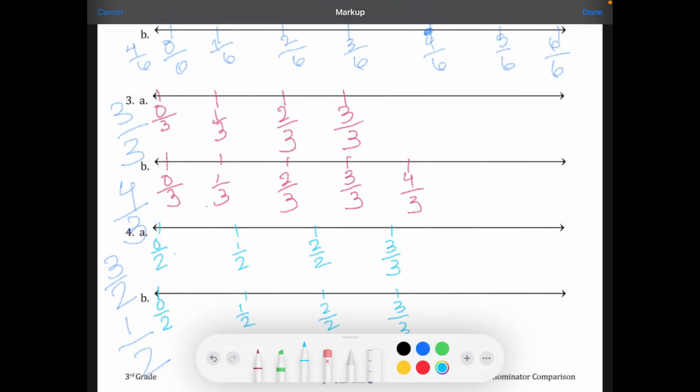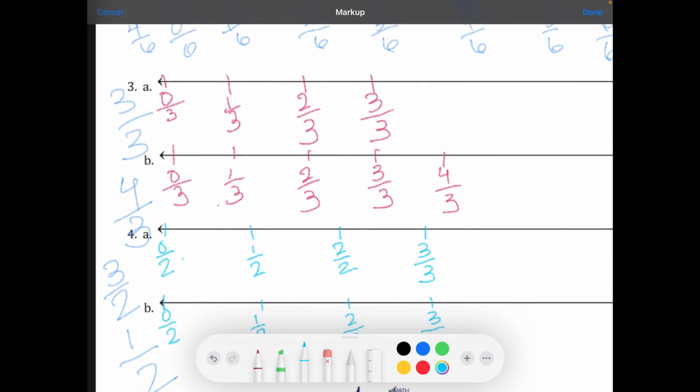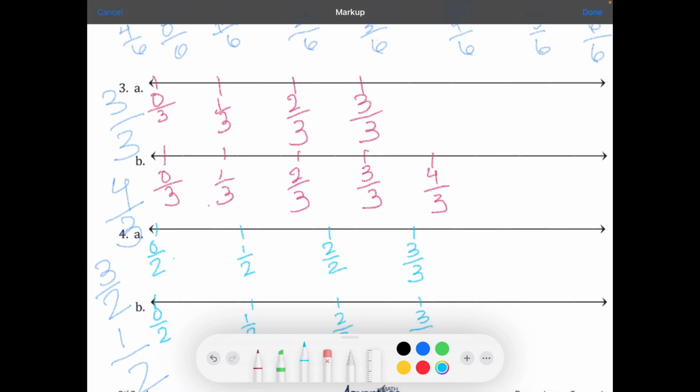Okay, so I've written them both out here. I got all of my fractions on my number line. Now, 3 thirds, remember, is going to be my 1 whole. So my 4 thirds is going to be greater than 1 whole, so I have to make sure to show that. I had to make tick marks for all of my fractions: 0 thirds, 1 third, 2 thirds, and 3 thirds. Mark it there. And then I have 0 thirds, 1 third, 2 thirds, 3 thirds, and 4 thirds. So you can visually see that 3 thirds is less than 4 thirds.